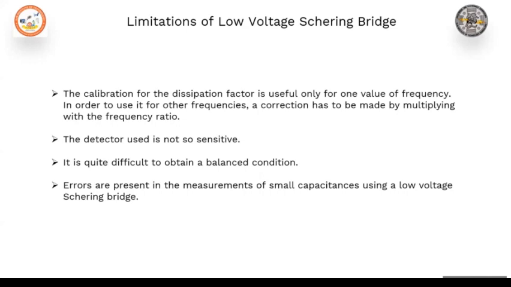Finally, errors are present in the measurement of small capacitances. It is not appreciable because you are measuring the unknown capacitance. If the value of the capacitance becomes less, then errors will be introduced. So it is not that accurate for the measurement of small capacitances.